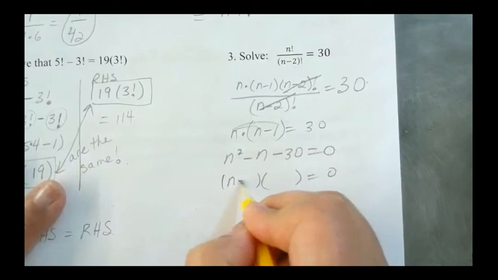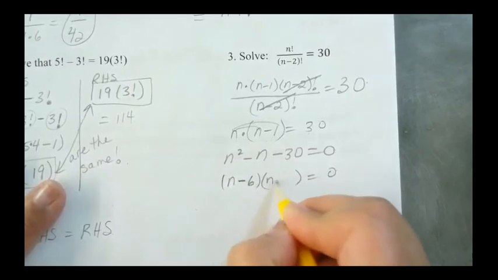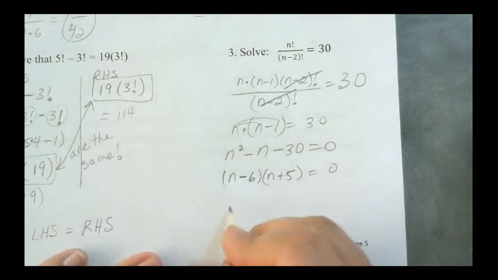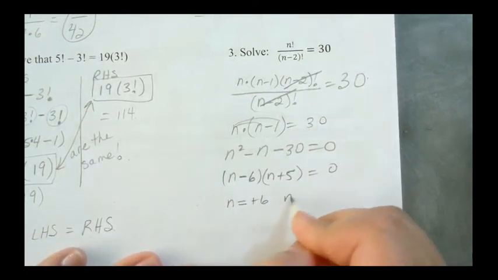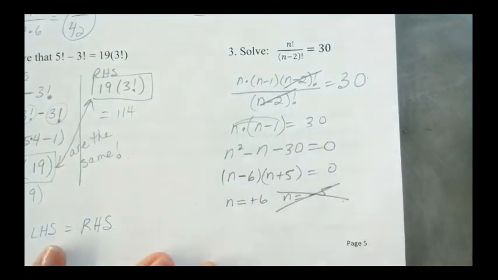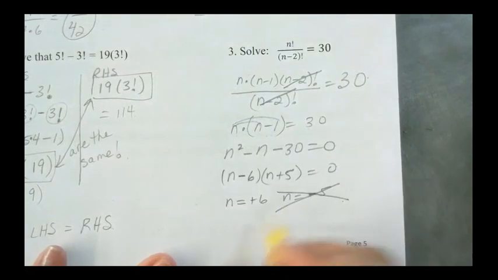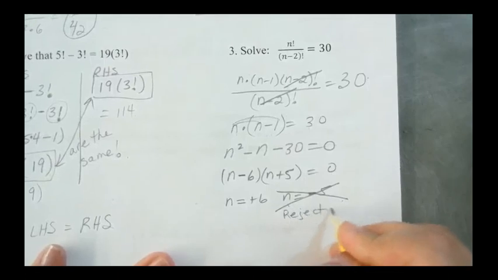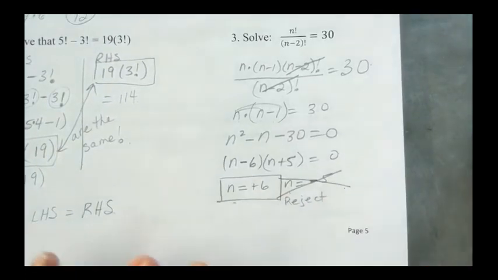So n minus 6 and then n plus 5. Now it's a good idea that I actually went through and solved it and didn't just rely on my guess, right? Because what happens here? I get n is equal to positive 6 and n is equal to negative 5. Now, factorial is not defined for negative numbers, so I reject this. And then my solution is n equals 6.